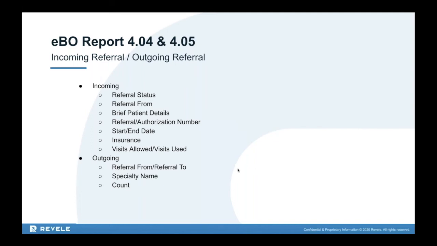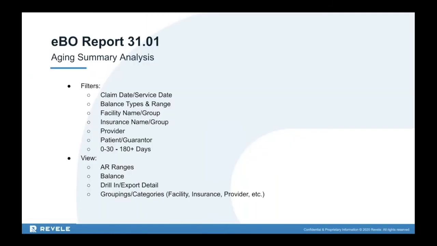So that concludes the section on the front end and mid office. Now we're going to talk about revenue cycle and financial reports. We have a few in that section to go through. The first one I'm going to cover is report 31.01, the aging summary analysis. Again, there are quite a few AR reports out there, but this is one of the most common ones that is reviewed and recommended. For that, you've got the filters you see here, claim date versus service date.